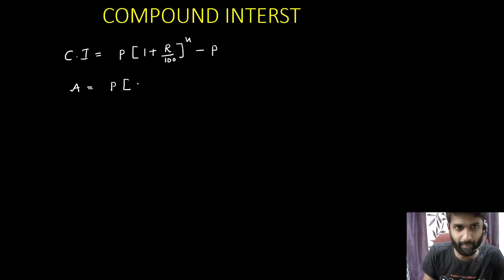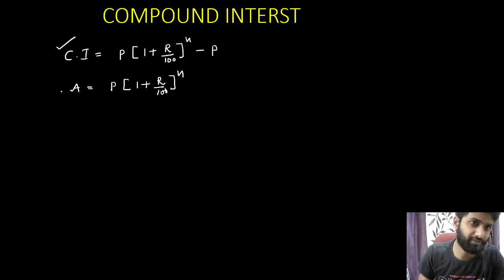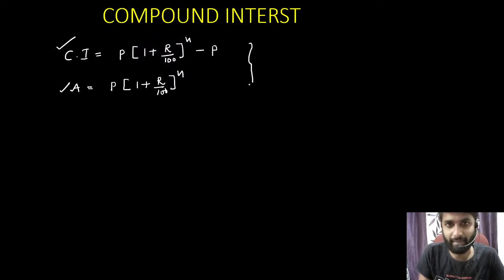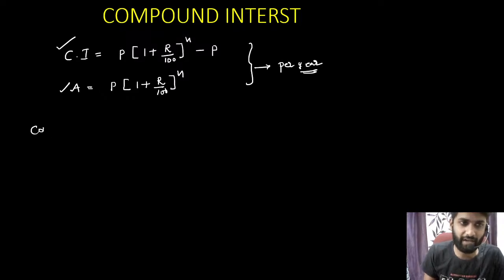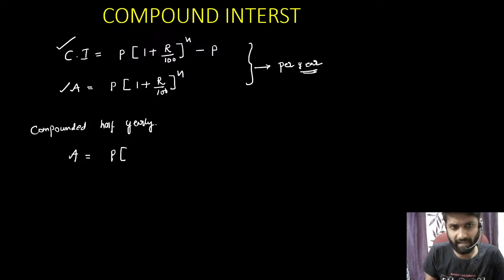The amount formula is equal to P into (1 plus R by 100) whole power n. So that is the compound interest formula and the amount formula. This is calculated on a per year basis. For example, sometimes in a question we need to calculate compounded half yearly. The formula for compounded half yearly amount is P into (1 plus R by 2 by 100) power 2n.